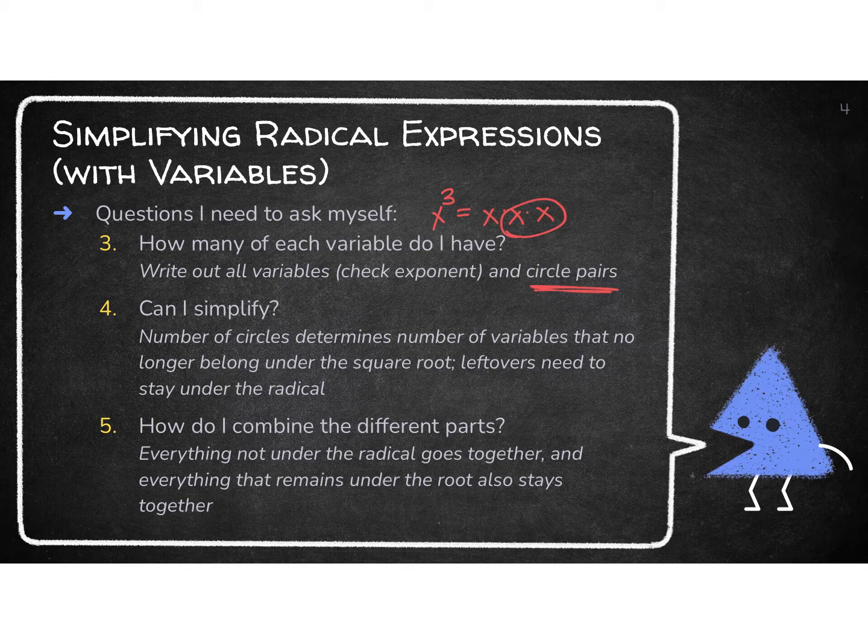You want to then simplify. So you're going to look at the number of circles, and that's going to determine the variables that you bring out. Whatever ones are left are underneath the square root or the radical sign, and those are your leftovers. Then you want to combine your different parts. When you simplified your numbers, you had a number out front, and a number underneath the radical. You're going to have the same idea with the variables: a variable out front, and then a variable underneath. So you put what's out front with what's out front, and what's underneath with what's underneath. So let's look at an example.